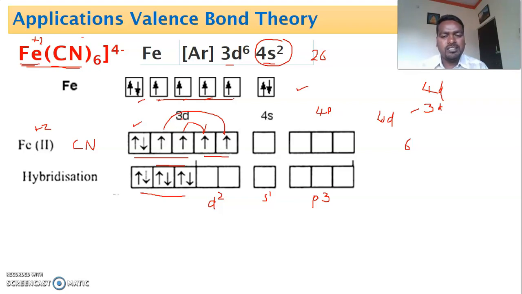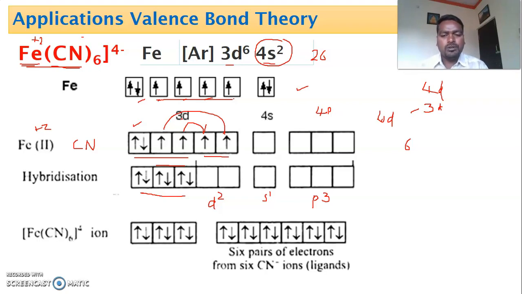But here 3d orbitals are involved, and so this is how the 6 ligands, each ligand can donate 2 electrons. Totally here 12 electrons are present. For these 12 electrons, each orbital can occupy 2 electrons and each ligand can provide 2 electrons. Don't get confused. Each ligand can provide 2 electrons. At the same time, each orbital can occupy 2 electrons.